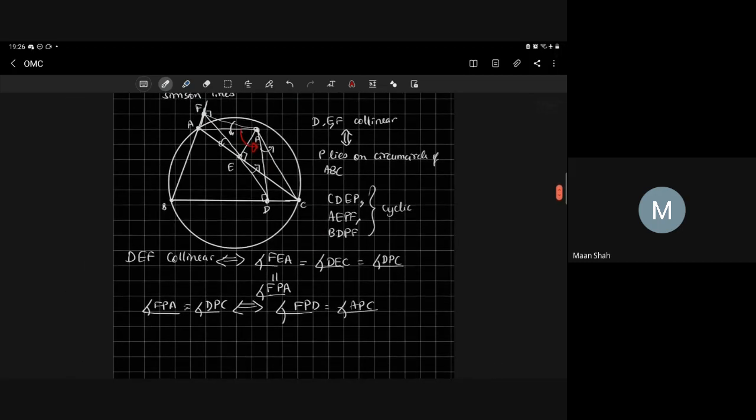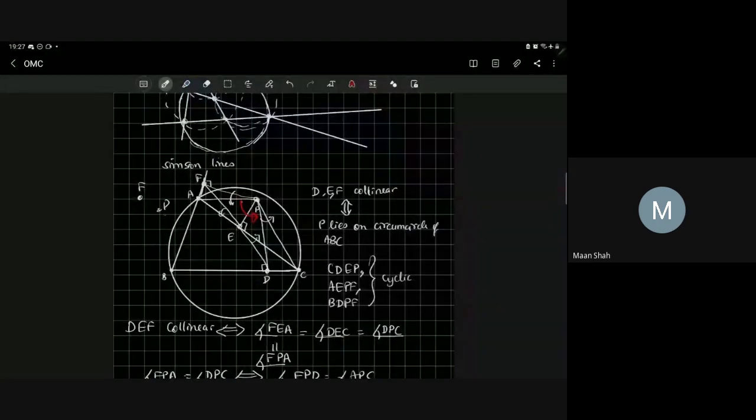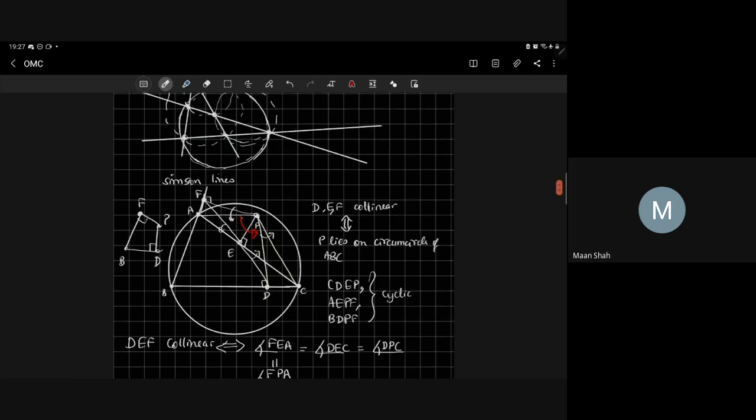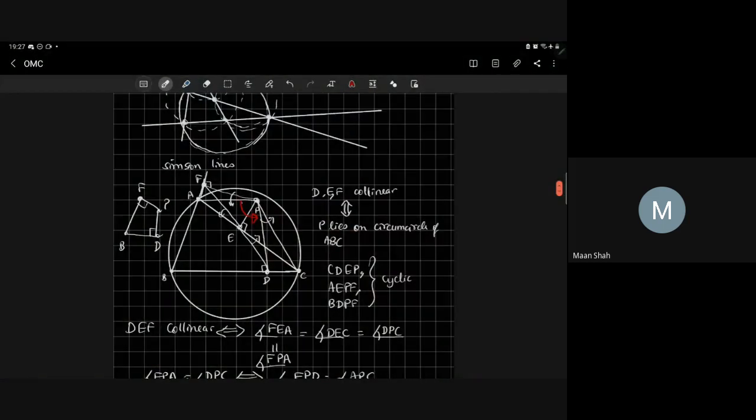Okay, so now what is angle FPD? If we isolate FPD from this diagram, FPD, and there's a point B. How is angle DEC equal to DPC? Oh, that's because this quadrilateral is cyclic. DEC and DPC. I'll just draw the circle for you.